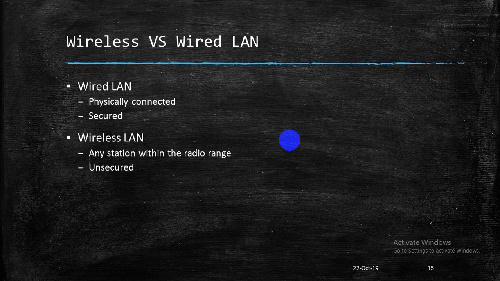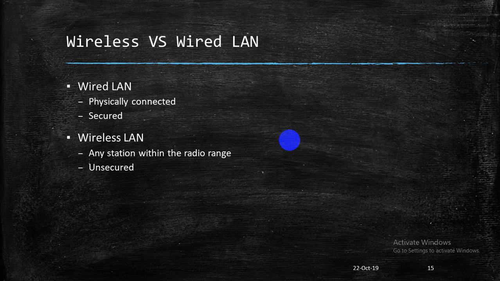Let's discuss wireless and wired LAN. Wired LAN and wireless LAN are not very different, but wired LAN is physically connected and is a secure network. On the other hand, wireless LAN is not a secure one, but it connects without wires. Now in wired LAN, any device cannot connect to other devices unless it is connected with a wire.